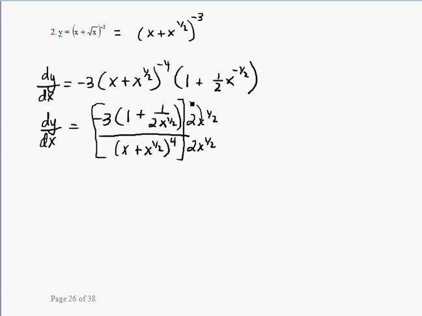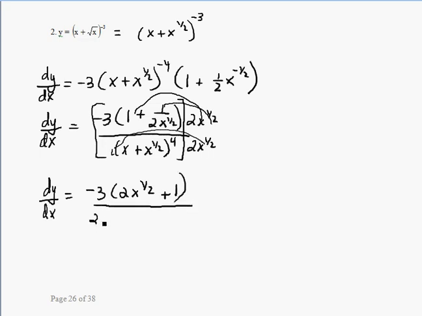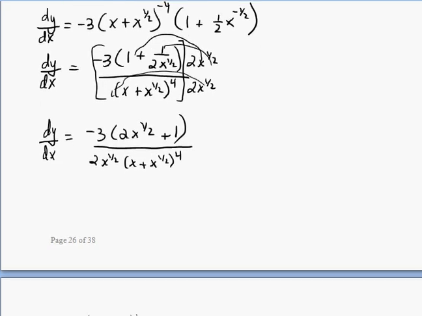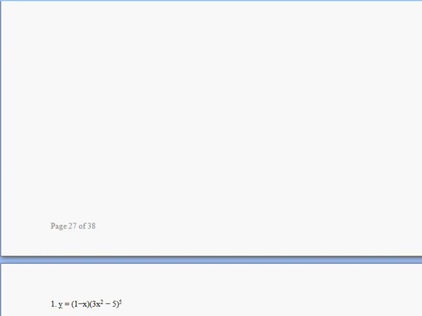So I'm going to multiply this 1 and then this, and then I'm just going to put this up front. So we get dy dx equals negative 3, 2x to the 1/2 plus, well, these two cancel, you get 1. And I'm just going to put this thing in front. So 2x to the 1/2 times x plus x to the 1/2 to the 4th power. Pretty unattractive.